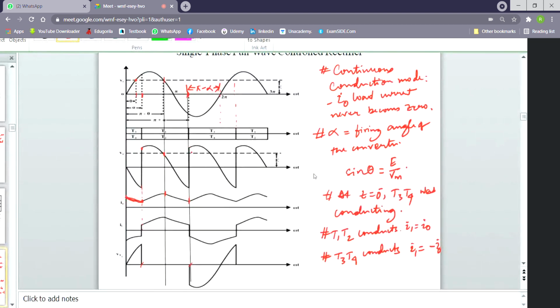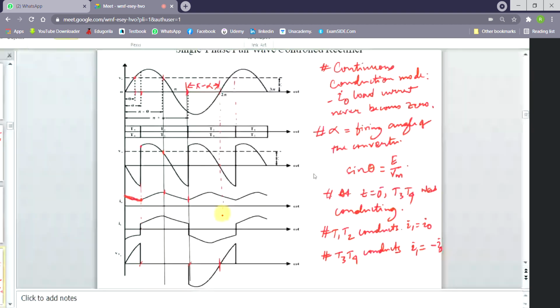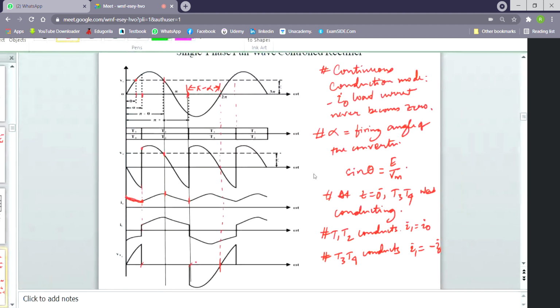So I am again repeating: when the thyristors T1 and T2 turn off at omega t equal to pi plus alpha, a negative voltage appears across the thyristors T1 and T2 for the period pi minus alpha. The thyristors T1 and T2 must turn off during this interval for successful operation of the converter.